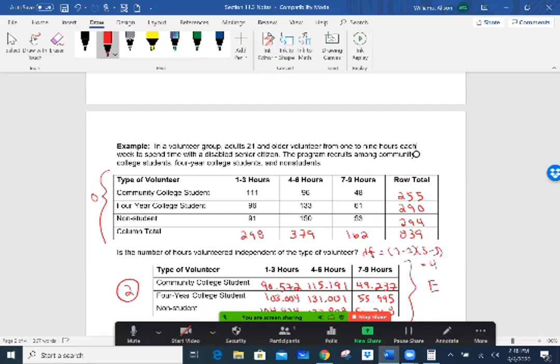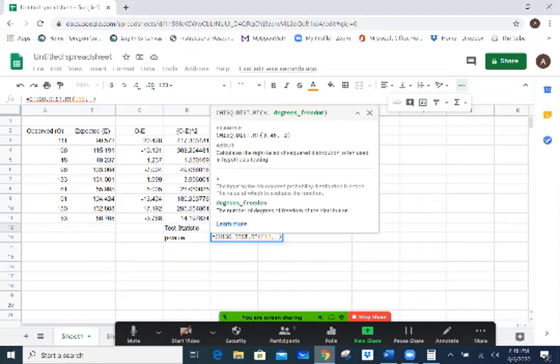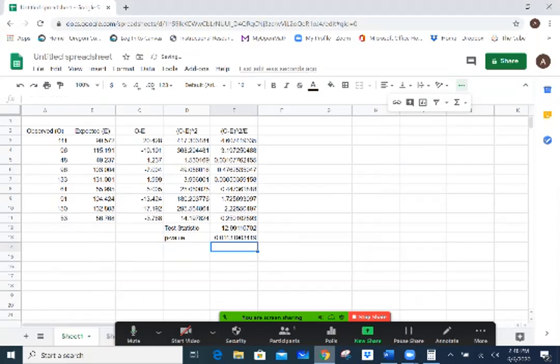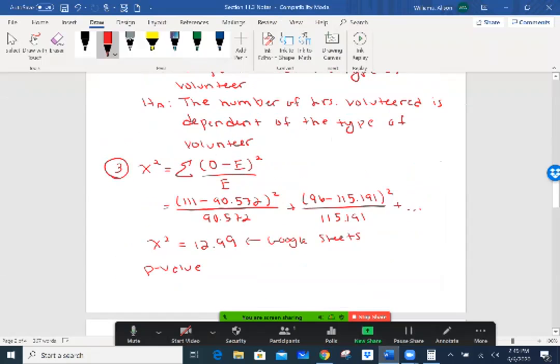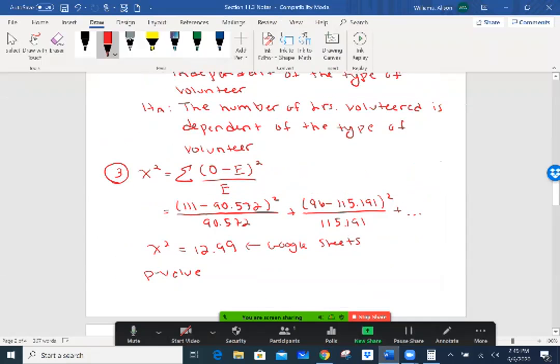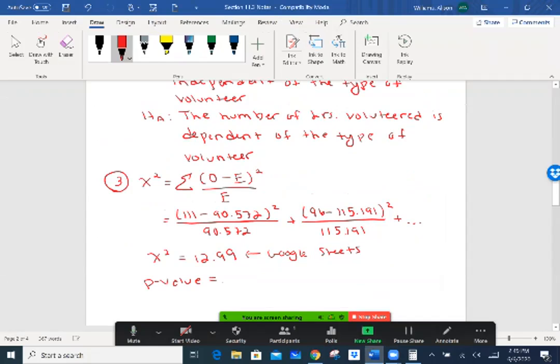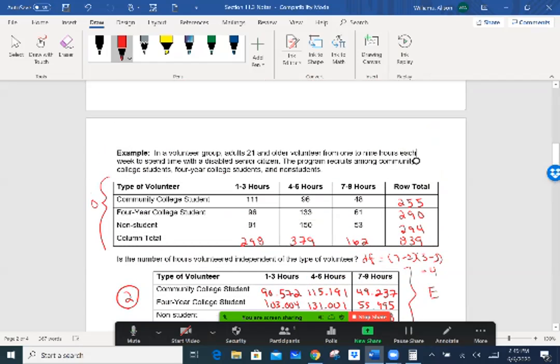All right. So I'm going to come back to Google Sheets now, and I'm going to go ahead and put 4 in for the degrees of freedom, hit enter, and there's my p-value, 0.0113. All right. So if you need to rewatch that to follow along a little bit slower, that's fine, but I'm going to go ahead and put down my p-value now. So my p-value was 0.0113, and that is smaller, I believe, than alpha.